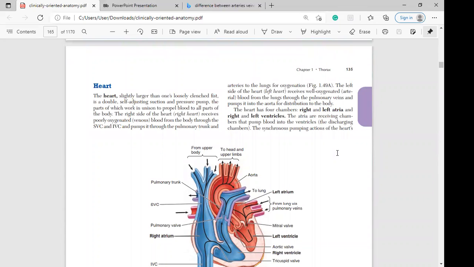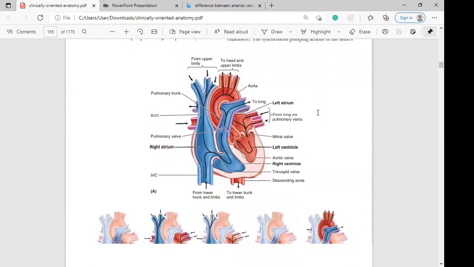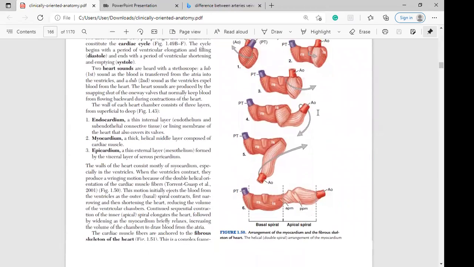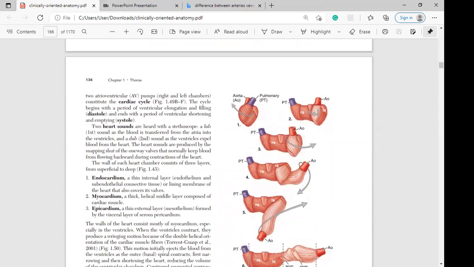Now, we already said before that the heart is a muscular organ, and it propels blood into the pulmonary artery and the aorta. We already explained that, and we already said that the heart has 4 chambers, the right and the left atrium. And here, I told you that the heart has a sound also, and that the heart sound is dependent on the closure of those valves that we talked about. Here you will find it: the heart sounds are produced by the snapping shut of the one-way valves that normally keep blood from flowing backward. Because we said that those valves prevent the backflow of blood.